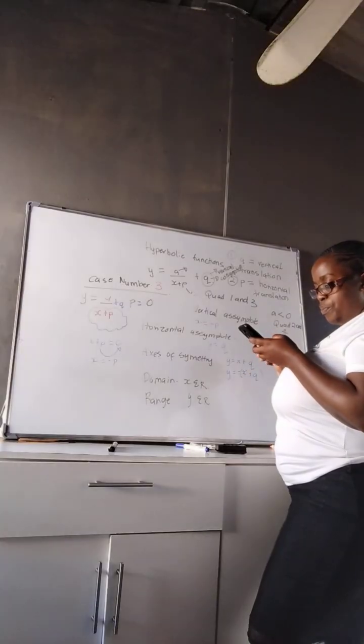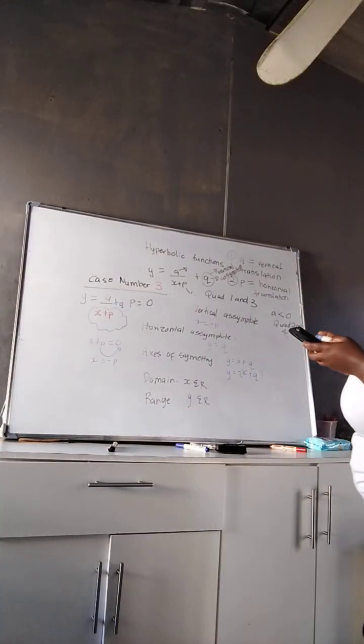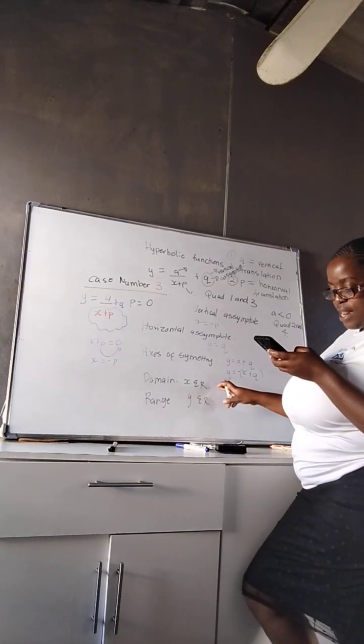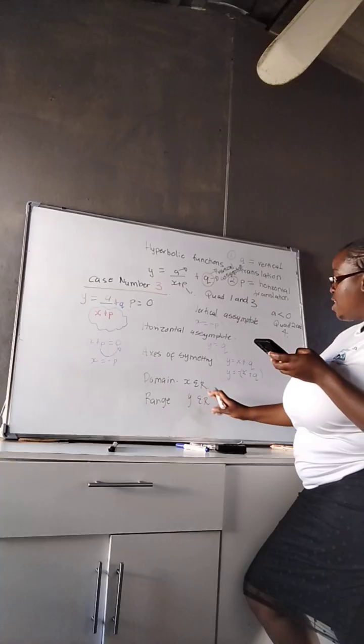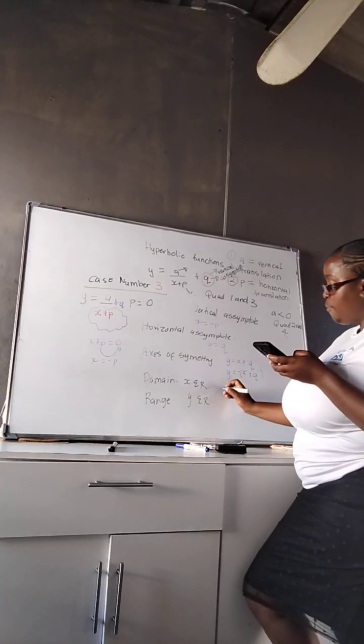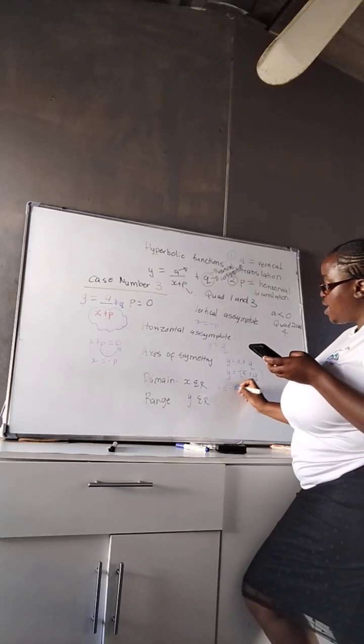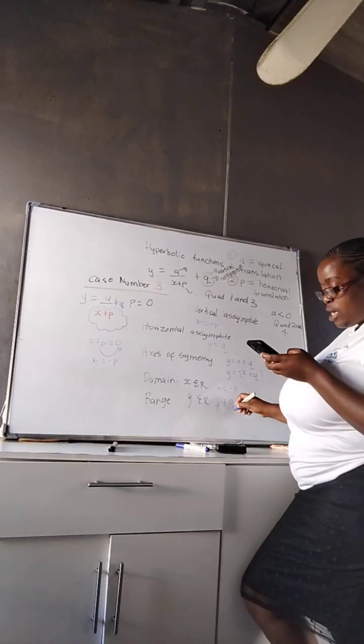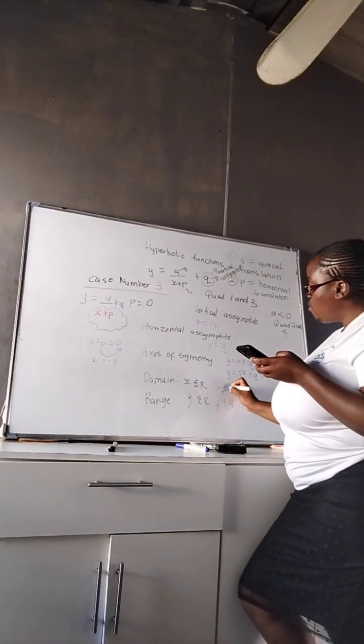Right, that's the difference that we have there. And then the domain is going to be x is not equal to minus p, and then the range is also going to be the same, y is not equal to what? q. So that's what we have there.